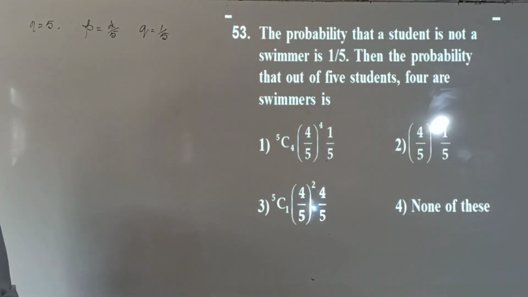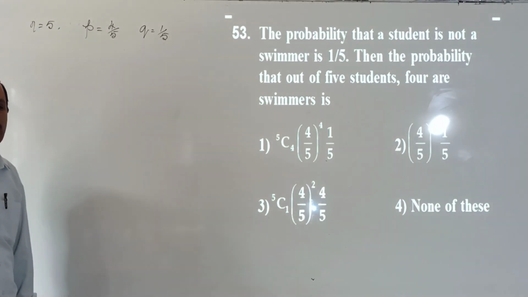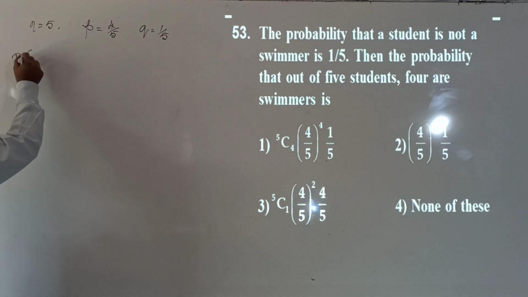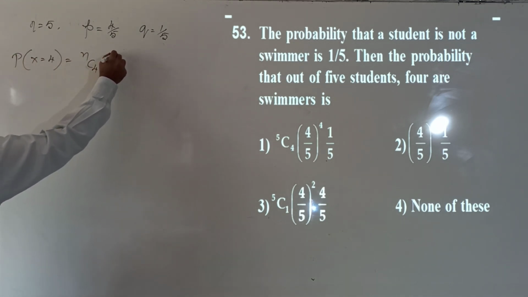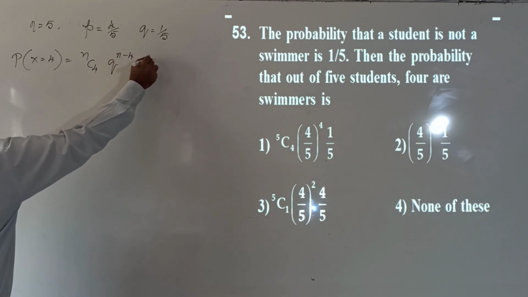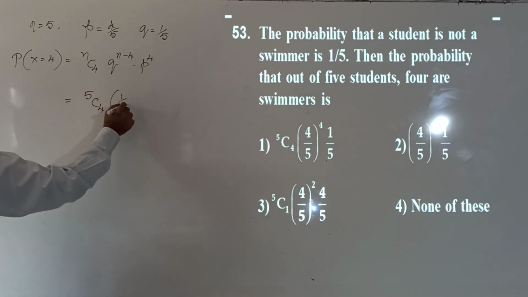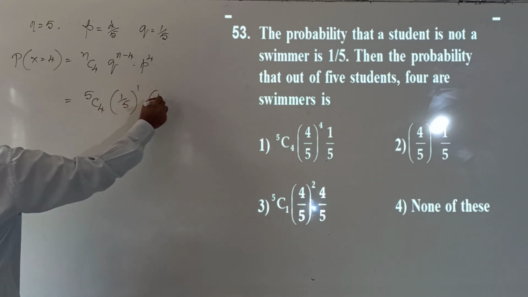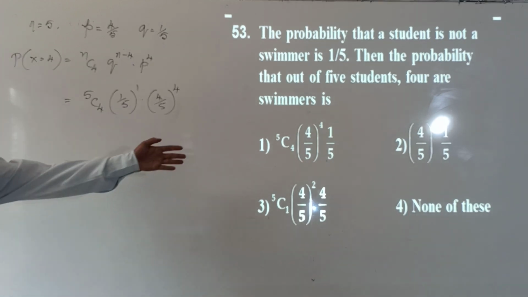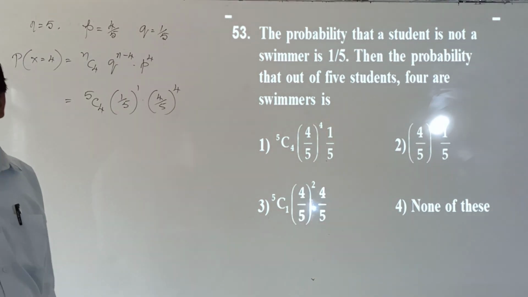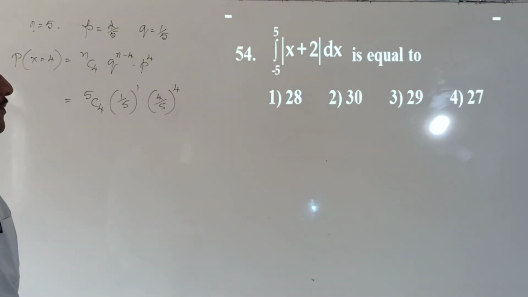And we have to find the probability that out of 5 students, 4 are swimmers. So we have to find the probability of 4 successes. Probability at x equal to 4 is given by nC4 q^(n-4) into p^4. That is 5C4 into (1/5)^1 into (4/5)^4. That is 5C4, (4/5)^4, (1/5). First option is the correct answer.